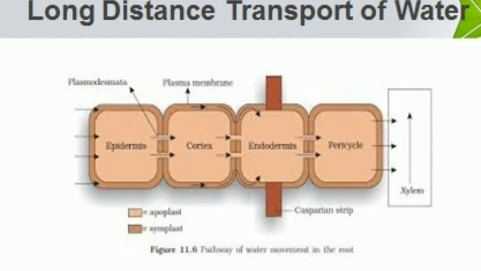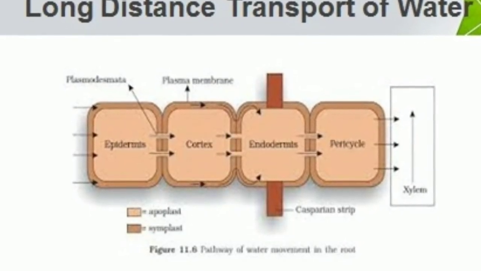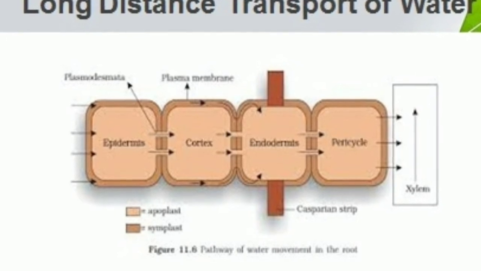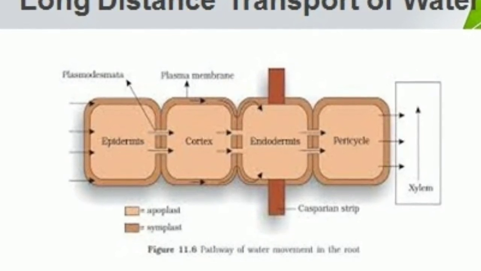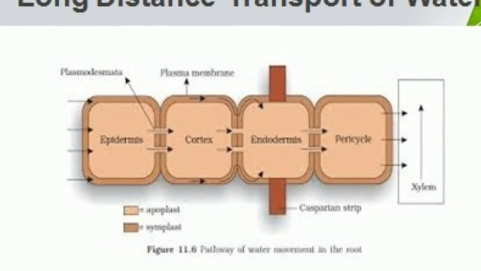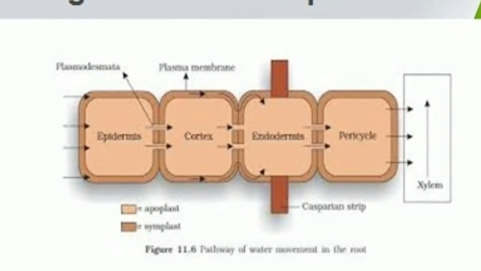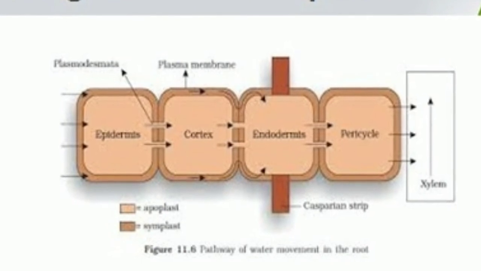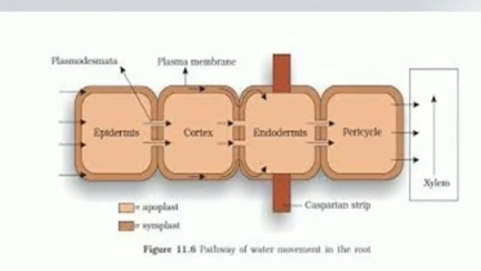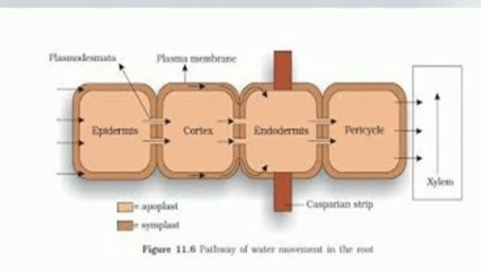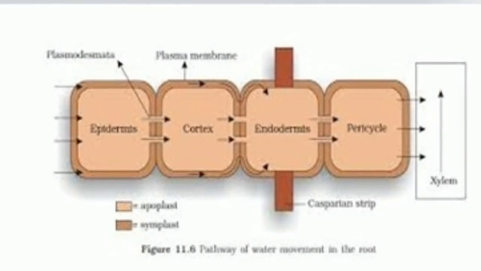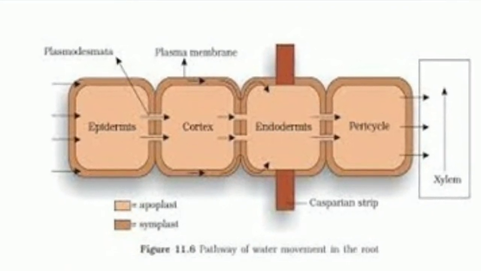Let's see how plants absorb water. Water is absorbed along with mineral solutes by root hairs purely by diffusion. Once the water is absorbed by the root hairs, it can move deeper into root layers by two distinct pathways. One is the apoplast pathway and the second one is the symplast pathway.